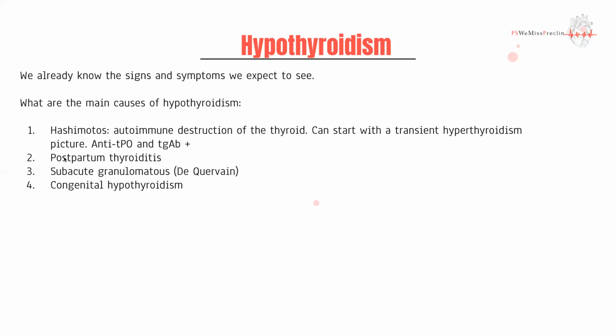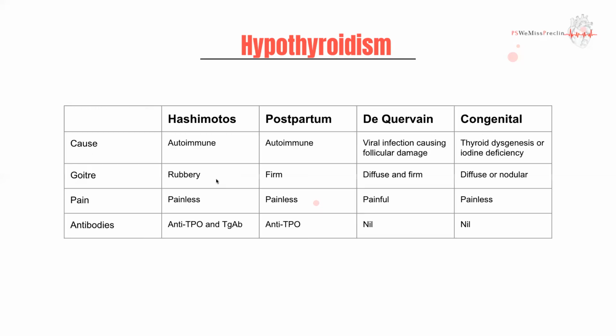Next, we have postpartum thyroiditis. That is often, again, a complication of complicated pregnancies. And then we have a few more that I've briefly talked about here, whether they are painful, painless, what the antibodies specifically are, but I don't think this is very high yield. You should know, though, that Hashimoto's is associated with anti-TPO and thyroglobulin antibody.